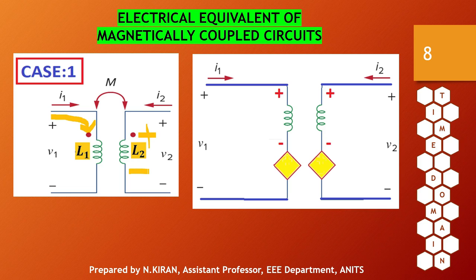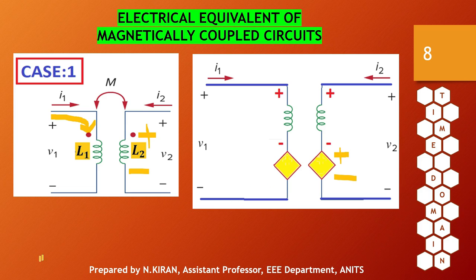That is, if the current in the first coil is entering at the dotted end of the first coil, it will induce an EMF in the second coil, and the positive of that EMF that is induced in the second coil will be at the dotted terminal. So therefore, since the dotted terminal is present at the top end of the second coil, here I will get positive at the top end of the dependent source and negative at the bottom end of the dependent source.